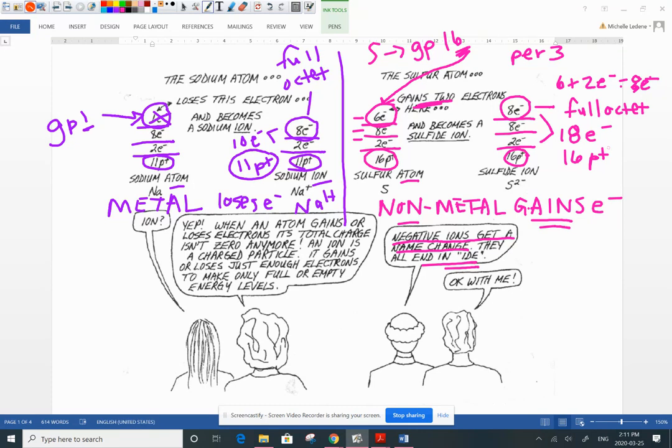So what is more? Do I have more negatives or do I have more positives? I have more negatives. I have 2 more negatives. So that is why he is an S2 minus. He has 2 more negative electrons than a neutral atom. So we don't call him sulfur atom anymore. We now call him the sulfide ion. So you see now he gets a name change, the sulfide ion. There's a name change, and their name is going to end in IDE.